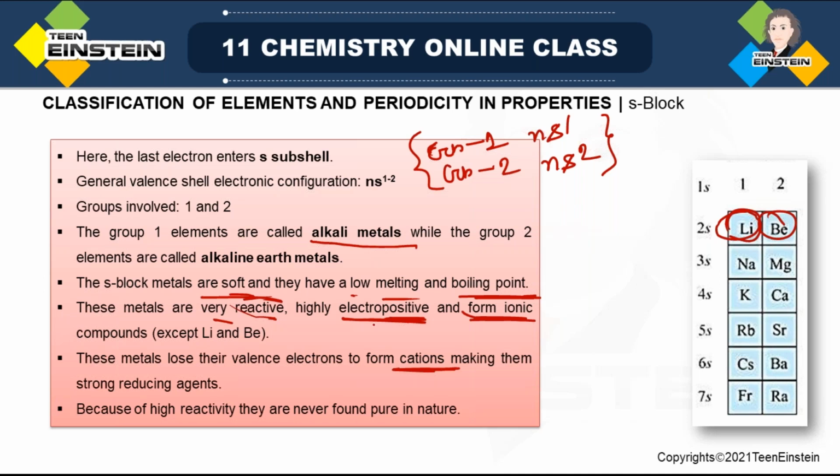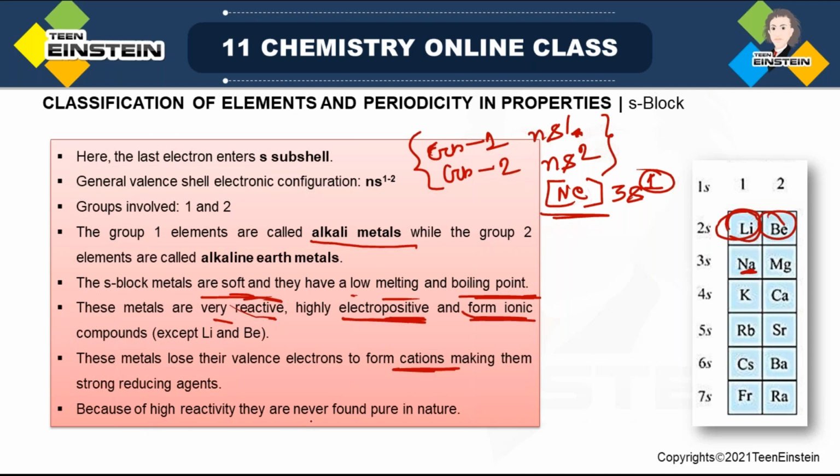Now as they are highly electropositive, having electronic configuration ns1 or ns2, they can easily lose these electrons, because when they lose this electron, they achieve the previous noble gas configuration. Just take the example of Na. The electronic configuration after neon is 3s1, but if it loses this electron, it will achieve the stable configuration of neon. So the process is very facile. That means they can be a good source of electrons, so they are strong reducing agents.